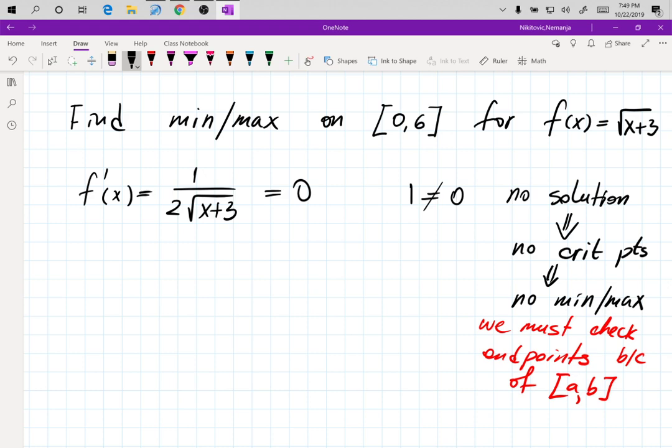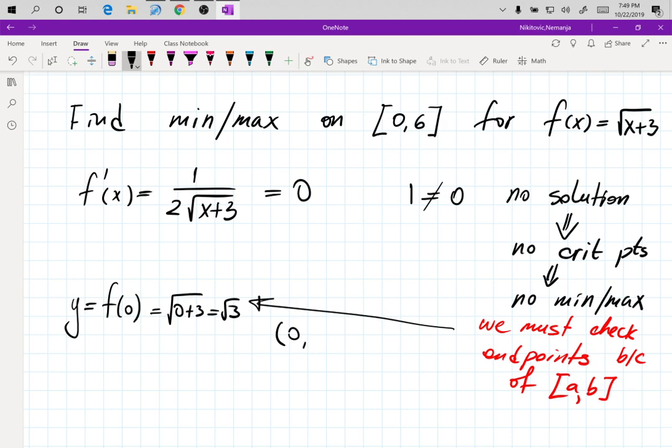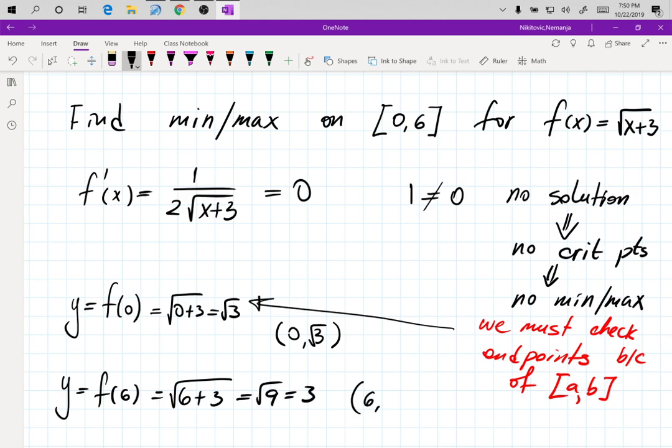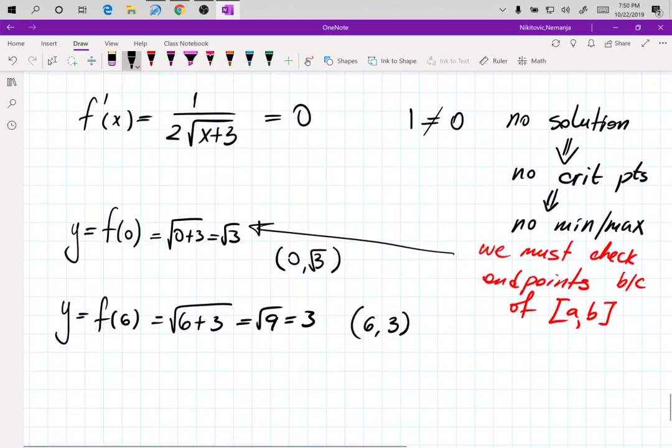So from here I will calculate y, which is f of 0, and that is the square root of 0 plus 3, which is root 3, providing me with the point (0, root 3). Y equals f of 6 is the square root of 6 plus 3, which is the square root of 9, which is 3, providing me with the point (6, 3).